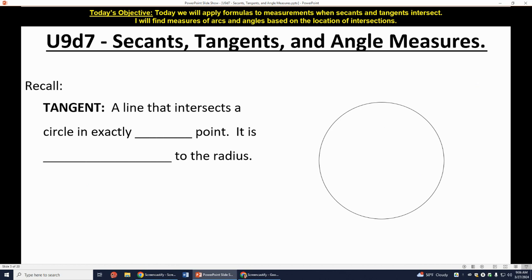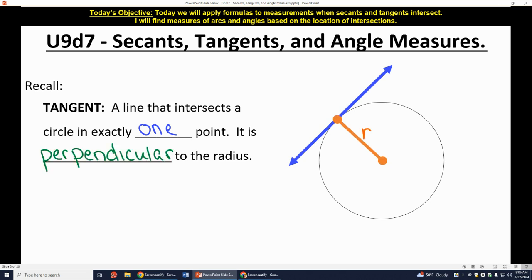Recall yesterday we looked at the definition of tangent. The tangent is a line that intersects a circle in exactly one point. It is perpendicular to the radius. Remember, you may use the symbol for perpendicular if you remember it.